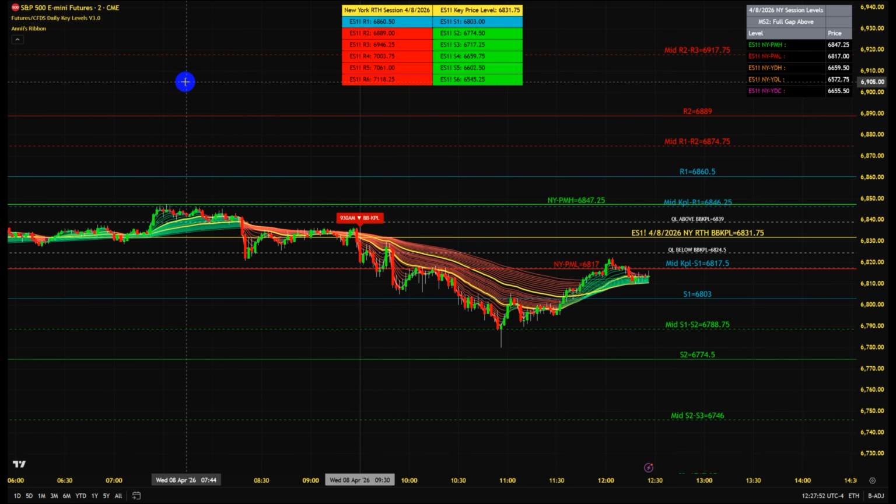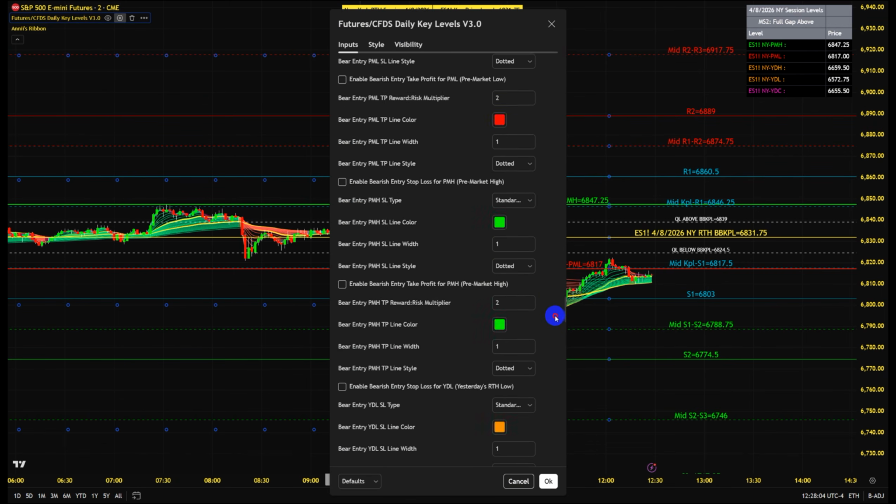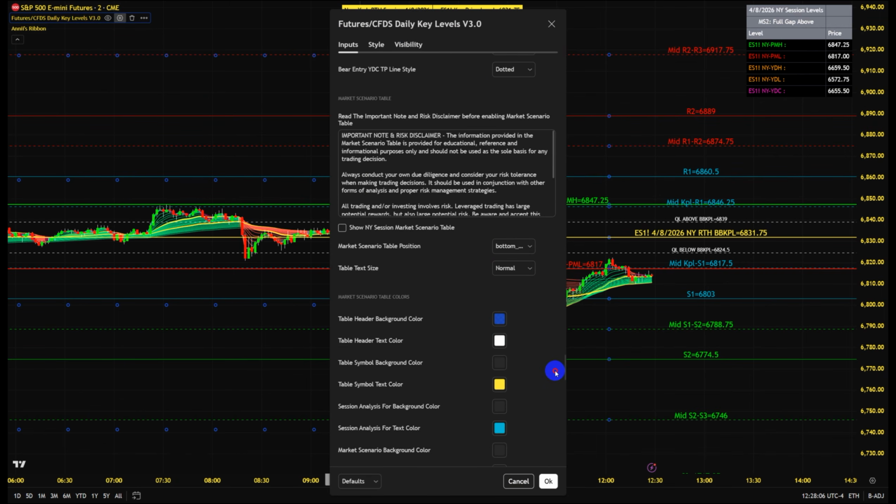Now with this indicator, you also have a market scenario analysis feature that you can turn on in the control panel. So you simply go to the control panel, and you would already have this enabled before the open. So we will click to show the table.